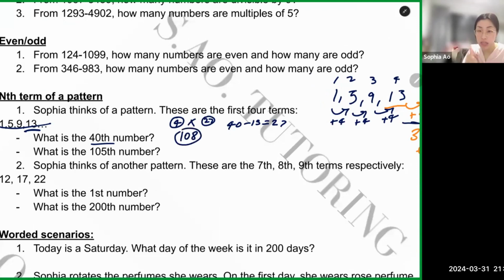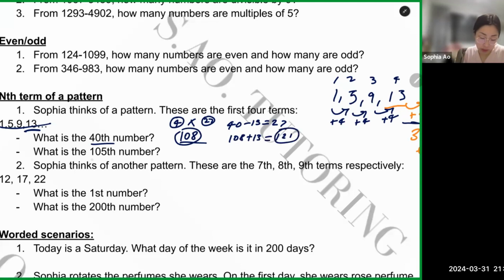So 108 is not the answer. 108 is how much one big collective step would be. Rather than taking 27 really mini steps, 108 is what one massive step would be from the 4th to the 40th digit, okay? So you just make sure you add 108 back to 13 and you get 121. And that's your answer for the 40th number.